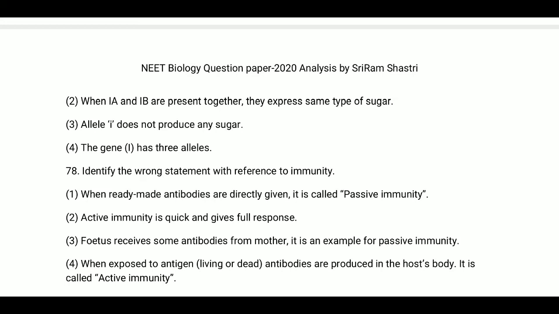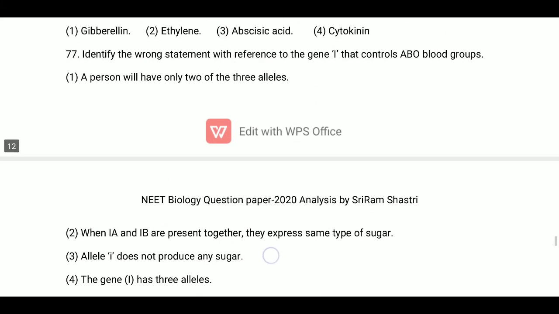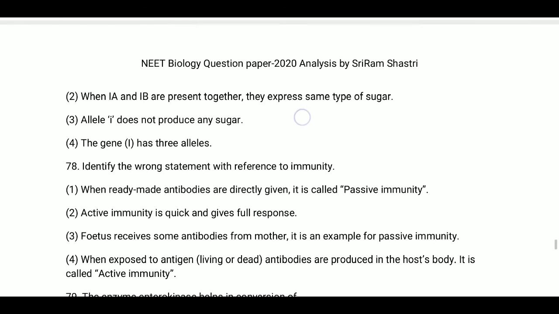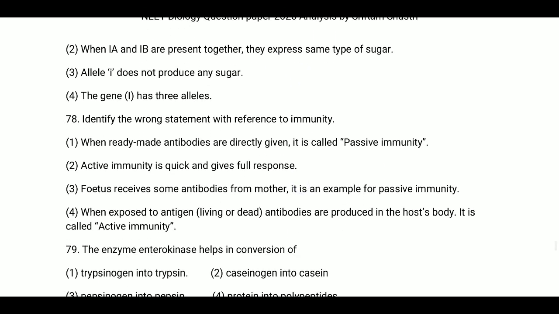The right answer is: when IA and IB are present together, they express the same type of sugar. That is option 2, which is an incorrect statement. The second option is a wrong statement. Then identify one more wrong statement with reference to immunity.